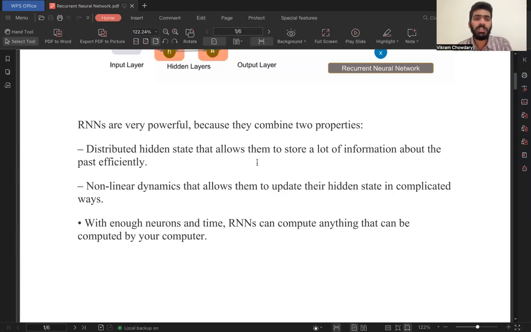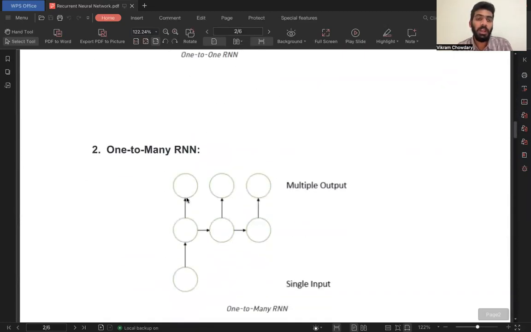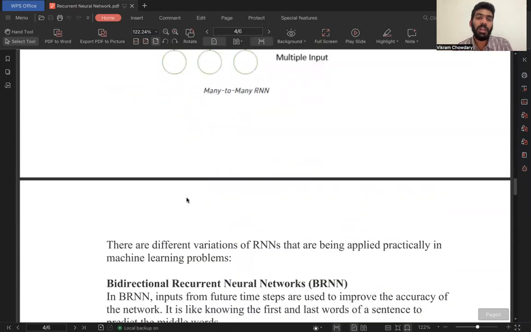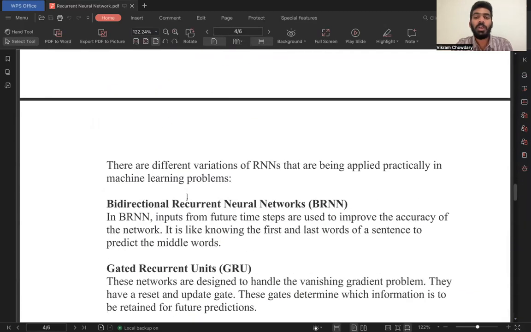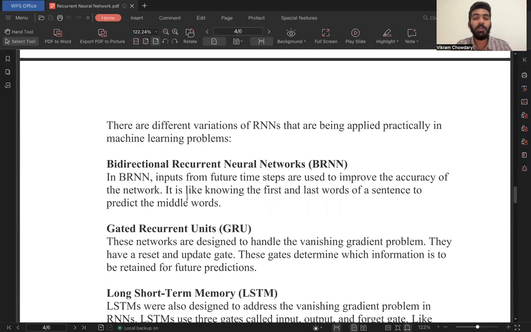And we can see how this recurrent neural network works, as the information cycles through a loop to the different hidden layers. There are different variations of RNNs that are being practically applied in our realistic machine learning problems. Here are a few different variations and architectures of recurrent neural networks. A few of them are bidirectional neural networks, gated recurrent units, and long short-term memory.